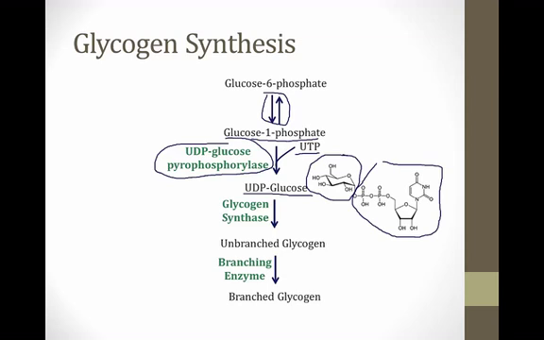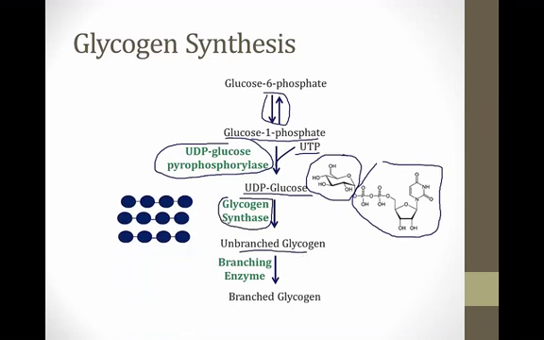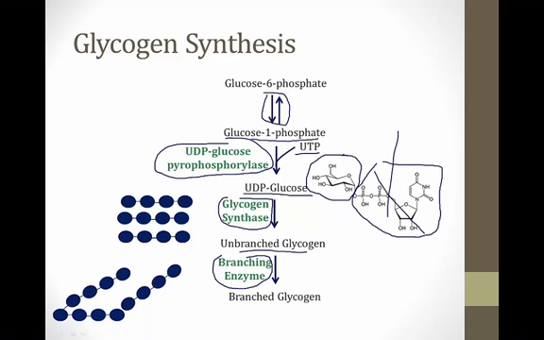The next step uses an enzyme called glycogen synthase. It creates unbranched glycogen. Basically what this does is it lops off the uridine group and links the glucose molecules together in straight chains with those 1,4 linkages. And then the final step uses an enzyme called the branching enzyme, which creates those 1,6 linkages and creates branched glycogen.